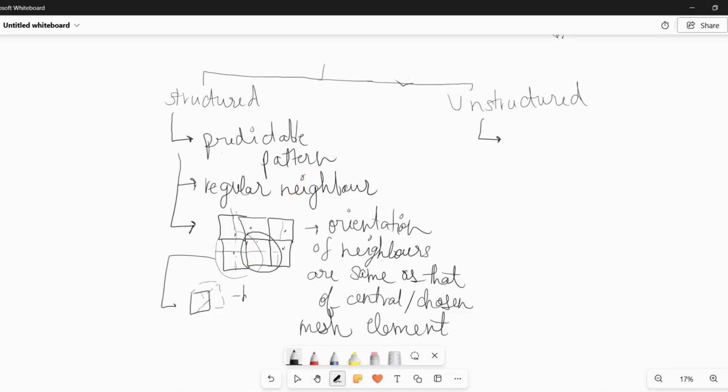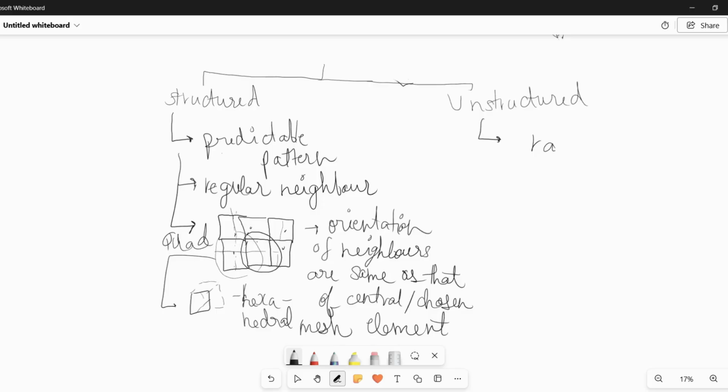So hexahedral. These two, that is your quad. Quad and hexahedral, these two mesh types come under your structured. These are examples. You'll have a ton of others as well, but these are the basic regular ones that you use. Unstructured mesh is totally the opposite of what I talked about.